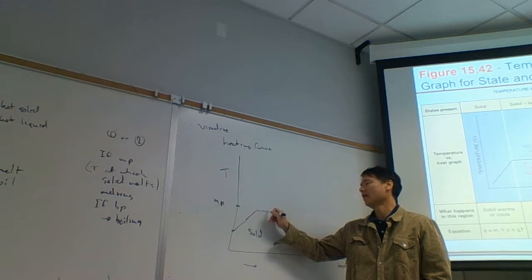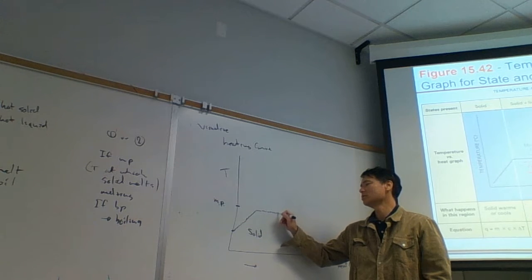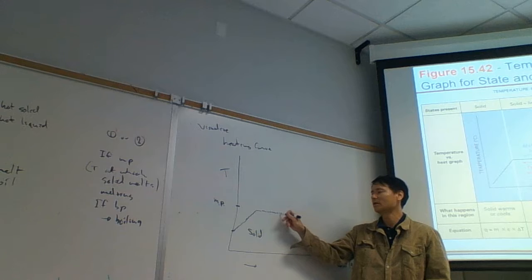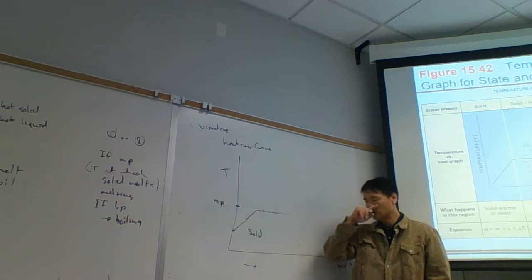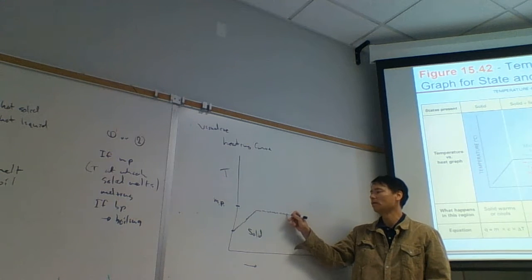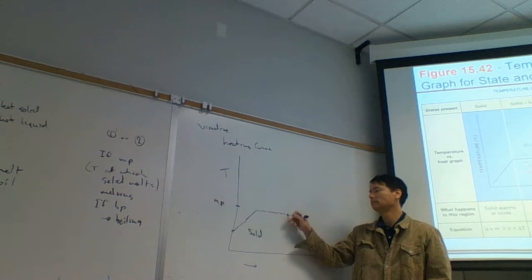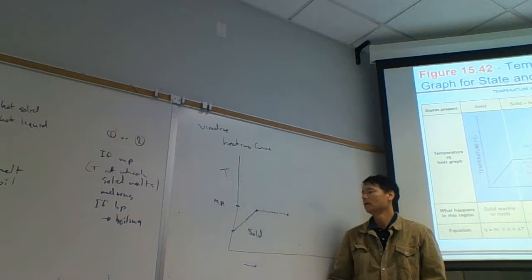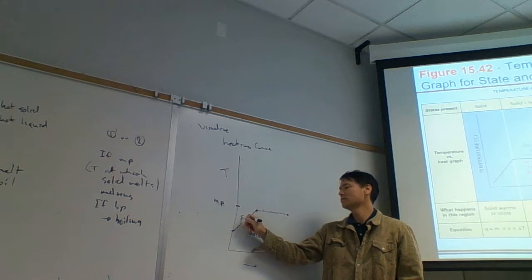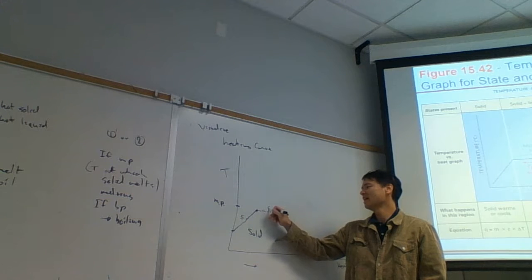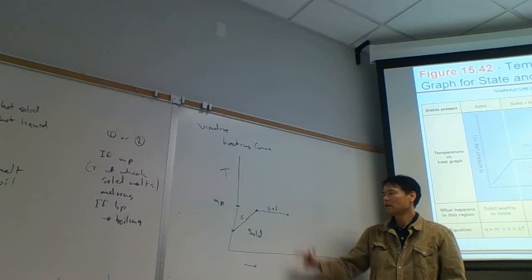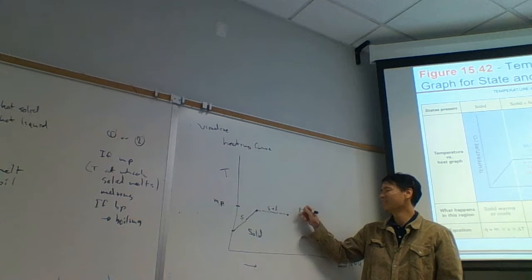What we see here is the temperature stays constant, but we're still adding heat. As we're adding heat, the solid continues to melt until all of it has melted. Once all of the solid has melted, we have liquid. Here I'll write S for solid, and here S to L for solid melting into liquid, and then here it's all liquid.